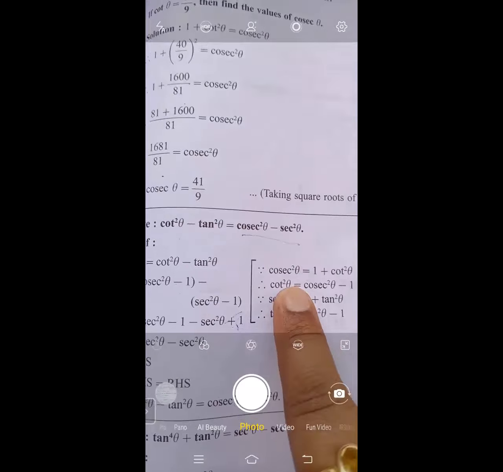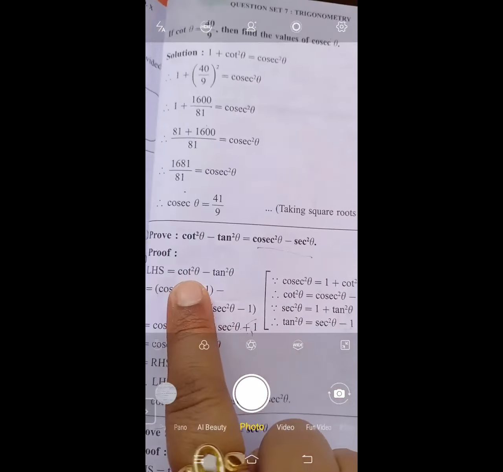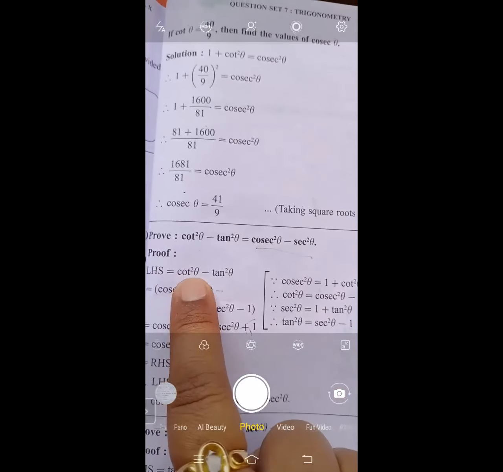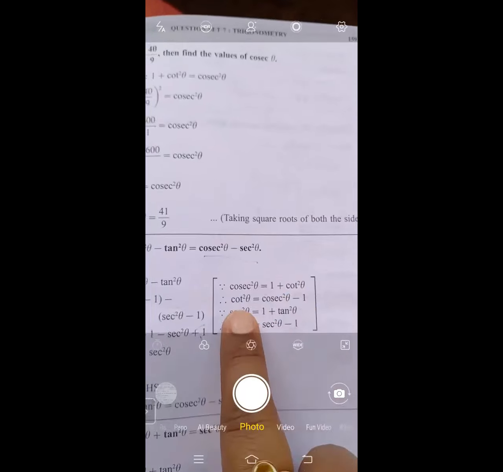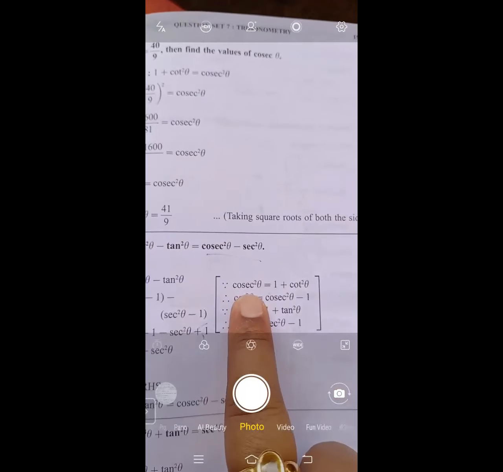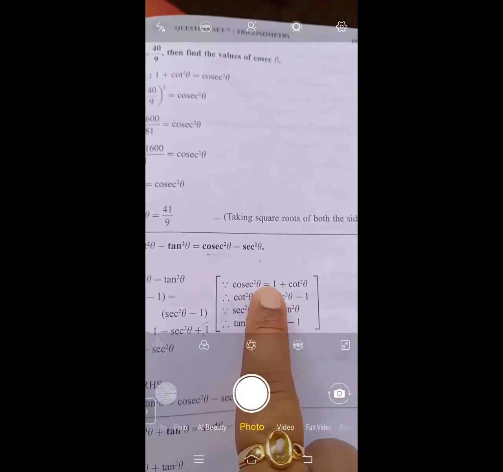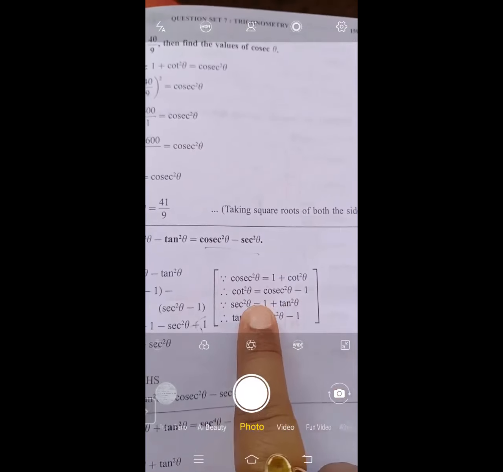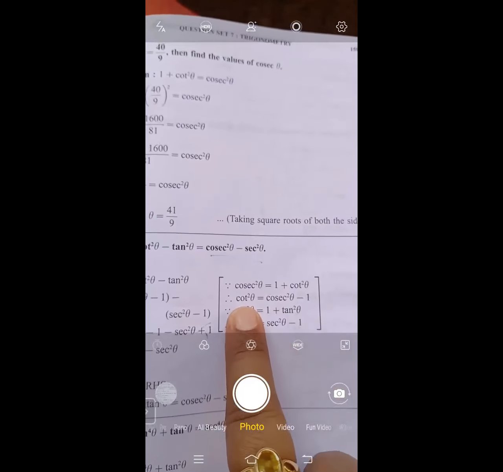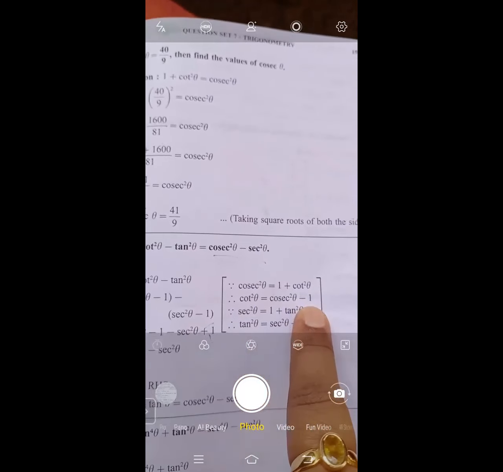Cosec square theta equals 1 plus cot square theta. Now, according to our requirement, we want to replace something in terms of cot square. So just keep your cot square as it is and change this plus 1. When it goes to the other side, it becomes minus 1. So we got a new equation, which is cot square theta equals cosec square theta minus 1.